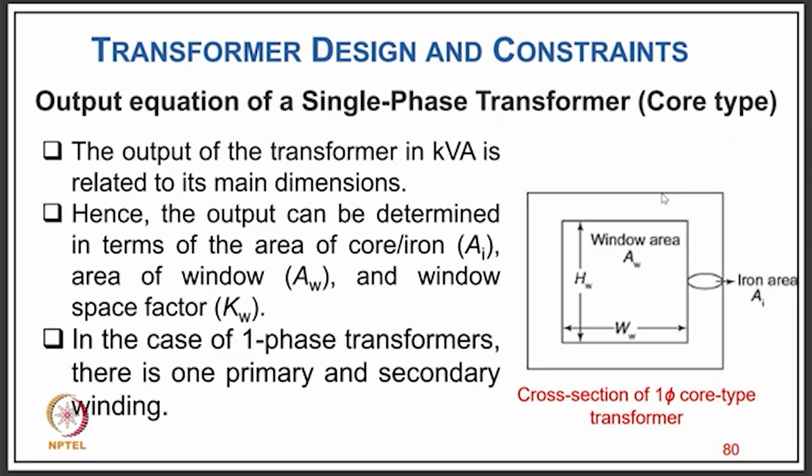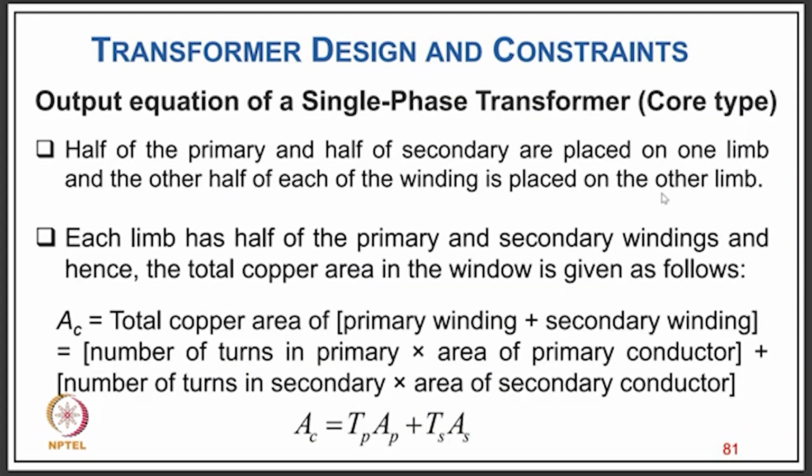In the case of a single phase transformer, there is one primary and one secondary winding. Half the primary and half the secondary are placed on one limb, and the other half of each winding is placed on the other limb, so each limb has half the primary and secondary. Hence the total copper area in the window is given as Ac equal to the area of primary and secondary, which is equal to the number of primary turns times the area of the primary conductor plus the number of secondary turns times the conductor cross section of the secondary. So Ac comes to Tp into Ap plus Ts into As.